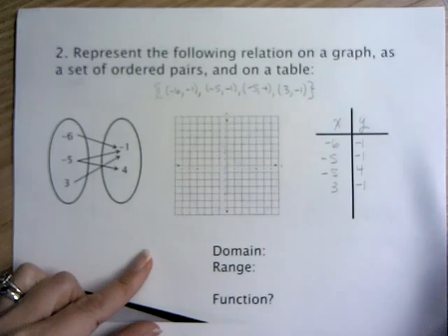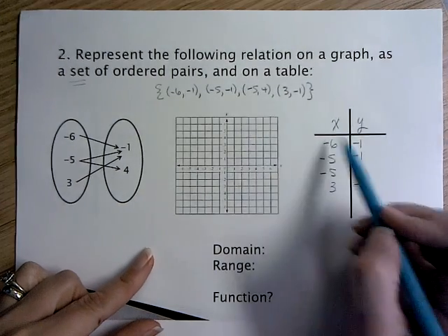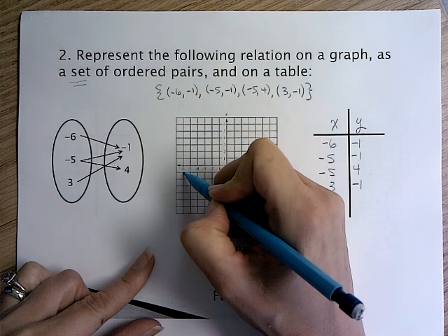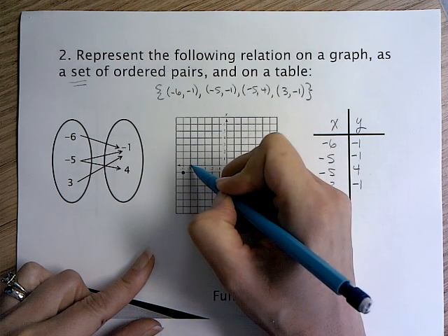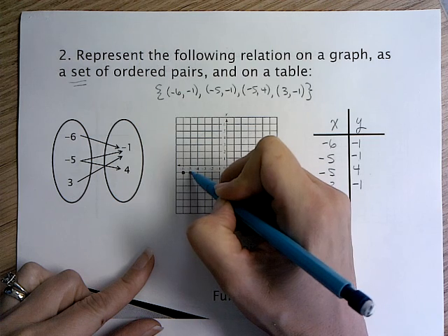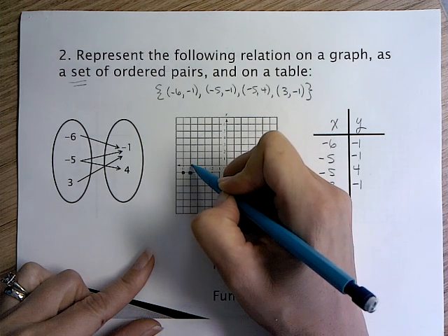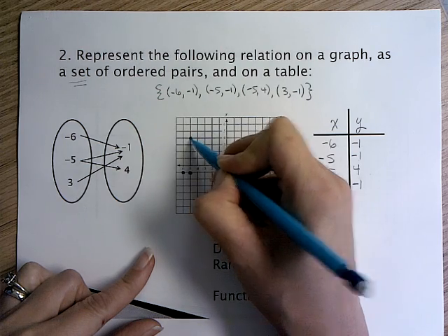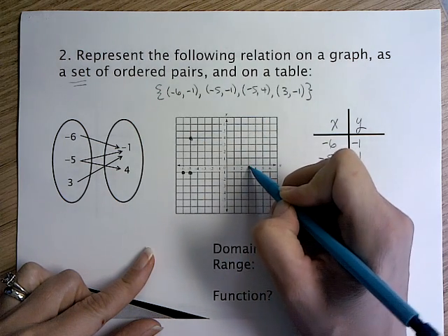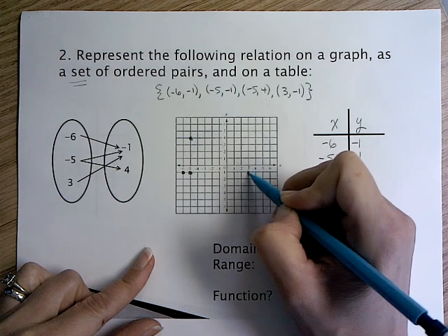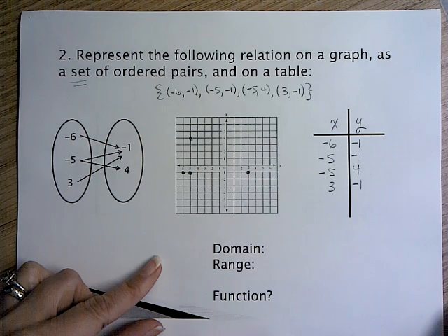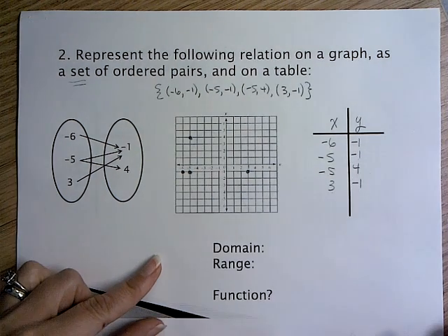Okay, so now it's easier to graph them just because I have ordered pairs. I could even just graph them easily from here. So I have negative 6, negative 1, negative 5, negative 1, negative 5, positive 4, and I have 3, negative 1. So now I can go ahead and list out my domain, and again, we're not connecting any dots on the graph because it's just a relation, okay?